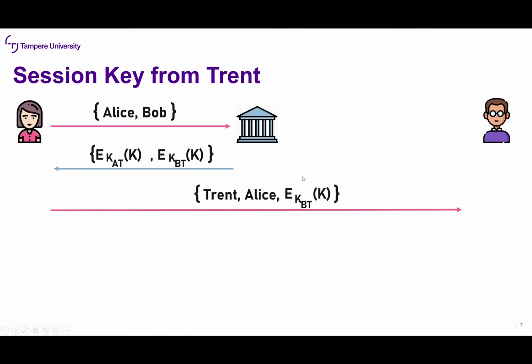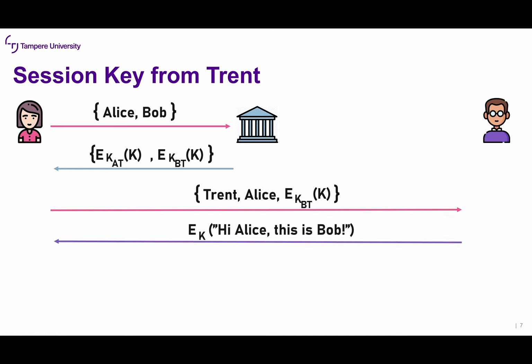Upon reception, Bob knows that he needs to use KBT to decrypt that last part of the message, because this is what the first identity says here, Trent. So Bob decrypts the last part of the message, recovers K, and then contacts Alice saying, hi Alice, this is Bob, encrypted with the session key that was generated by Trent in the second step of the protocol. Now, in the second message, Trent could have just contacted Bob and sent this to Bob, but this wouldn't be that efficient.